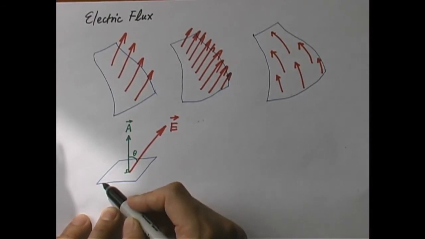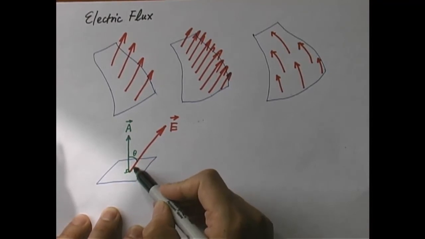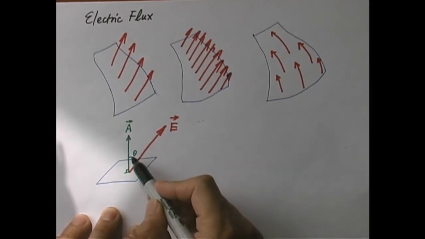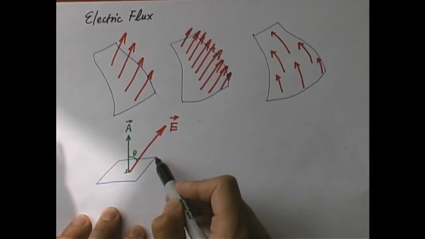Which is always the case if I make the area small enough. Now E has a certain direction which just doesn't have to be the same as the orientation A. So there's an angle theta between them. Now my question is, how big is the flux going through the surface?